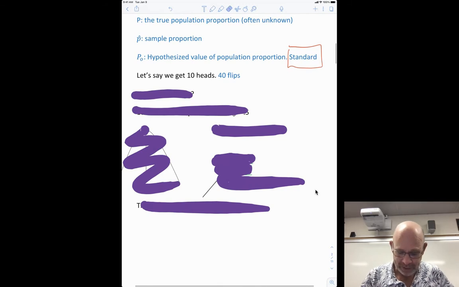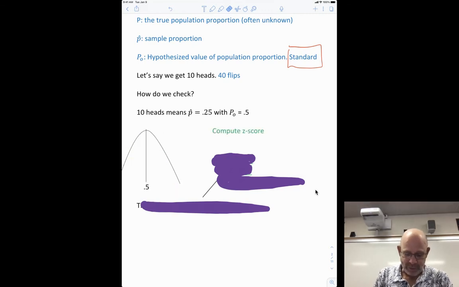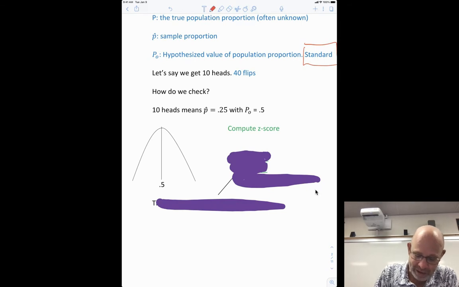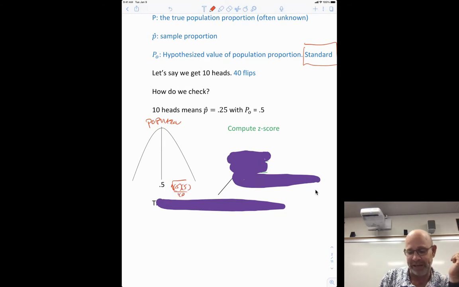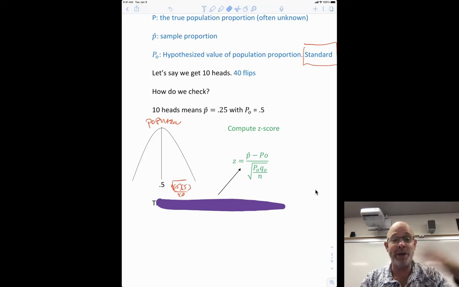So here's the math. How do we check this? 10 heads means we got 25%. We think our proportion is 0.5, right? So what we do is we write up a little normal curve. That's our population. And the mean is 0.5. The standard deviation would be the square root of 0.5 times 0.5 over 40, just like on the last problem. But we're not going to do reasonably likely. What we're going to do is just find the z-score, the same way we did way back in chapter 2.